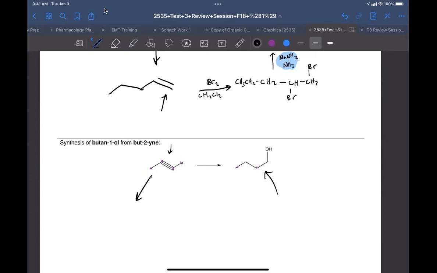Well, let's look at our alcohol additions. We have H2SO4, H2O. We also have our boration, BH3, THF, then H2O2 and NaOH. Which one do you think we'll use? Which reaction? I'll give you a hint. This is, again, terminal. It's primary.